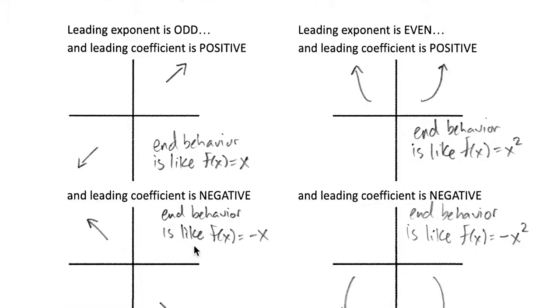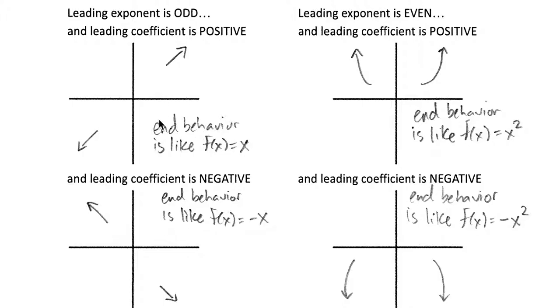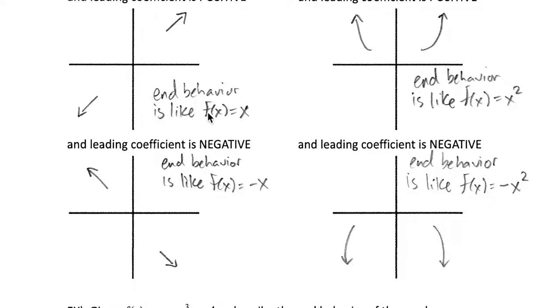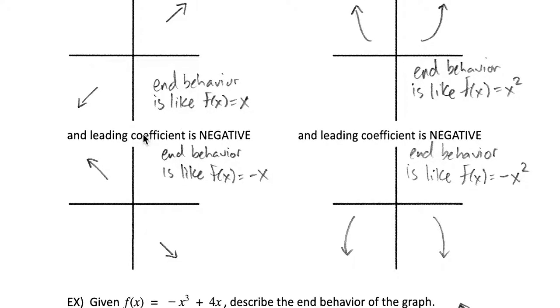If your leading exponent is odd, then you will get one of two end behavior patterns. If that leading coefficient is positive, then the ends will look just like a linear function with a positive slope, going up from left to right, or increasing. If your leading coefficient, that number in front, is a negative value, then it's going to act just like a decreasing linear function, meaning it's going down from left to right.